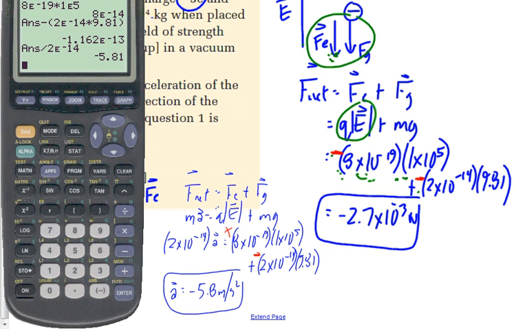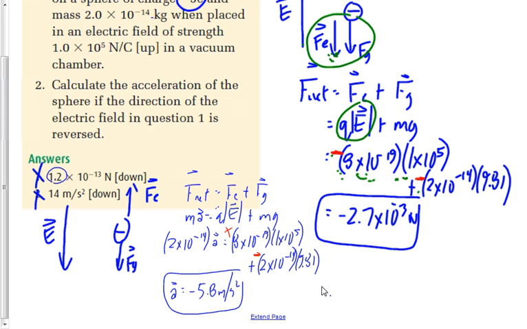No, it's a negative value. If it's a negative value, it means it's down. So you get two forces, one's up, one's down. Which one's bigger? Gravity. Gravity's bigger because it's accelerating downward. Yeah, 5.8 down or negative 5.8, either one.